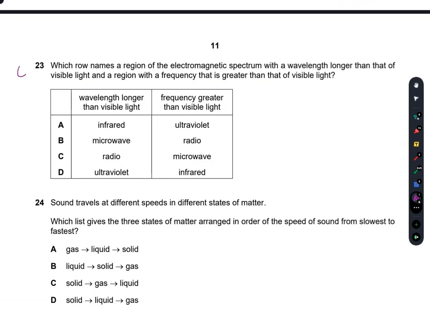Question number 23. Which row shows a name of the electromagnetic spectrum with a wavelength longer than that of a visible region and a region with a frequency that is greater than that of the visible light? This is a very easy question, but to solve this, you have to memorize the wavelength variation over the visible light and below the visible light.